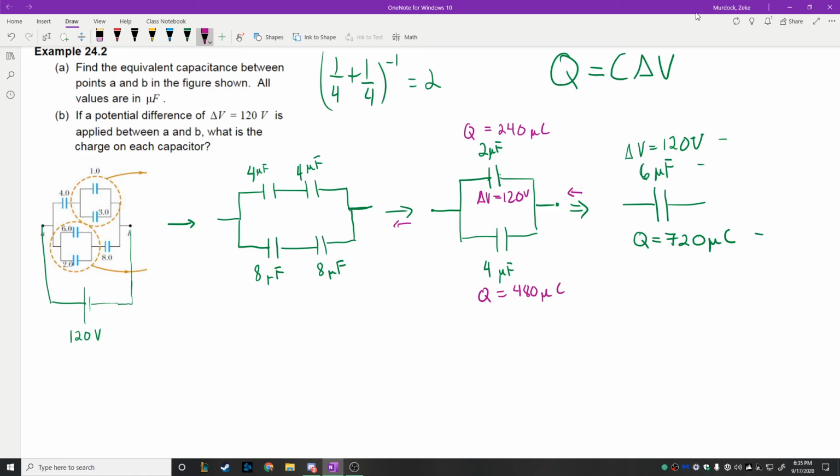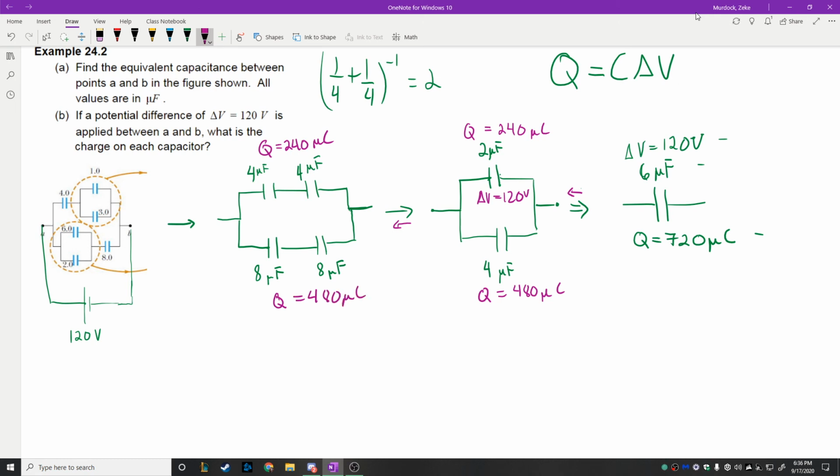Okay, go back one more step. Again, always something's going to be the same here as we move from this back to this. What's going to be the same on the 4 microfarads here? It's going to be Q, because they're in series. So we know now what this charge is. So these 2 both have a charge of 240. And these two will have a charge of 480.